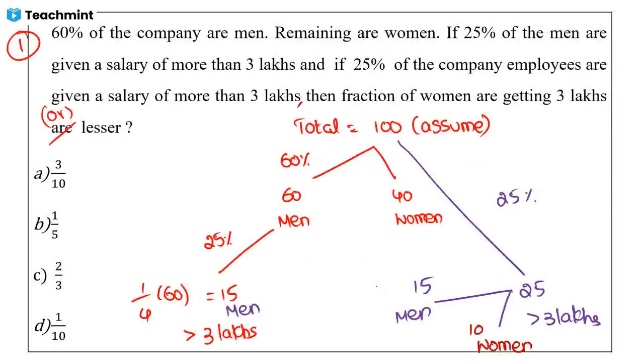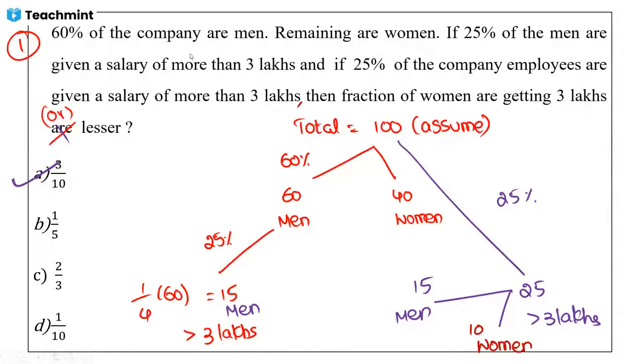3 upon 10. Right? It's not 1 upon 10. 1 upon 10 is how many women are getting more than 3 lakhs. Women who are getting more than 3 lakhs is 1 upon 10. But this is 3 out of 10, my dear friends. Hope it's clear, right?